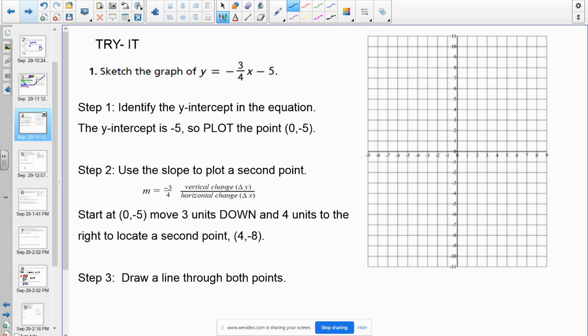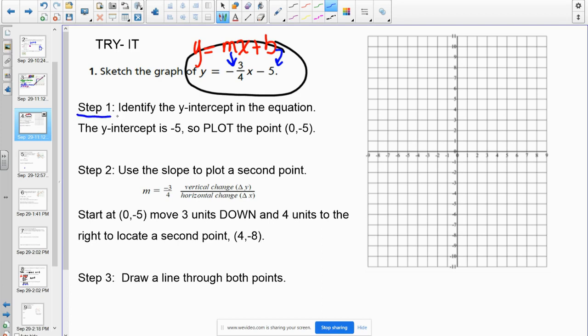The try it here is we're going to sketch the graph of y equals -3/4 x minus 5. Again, if we set this up, y equals mx plus b. So your slope is -3/4, and your y-intercept is -5.